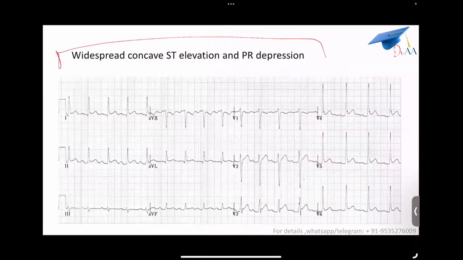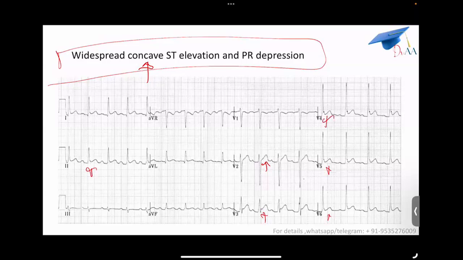The typical finding you see on the ECG is concave ST segment elevation in widespread leads. So concave ST segment elevation, you see in all the leads. In all the leads, you are seeing ST segment elevation along with PR segment depression. A PR segment depression is seen here.